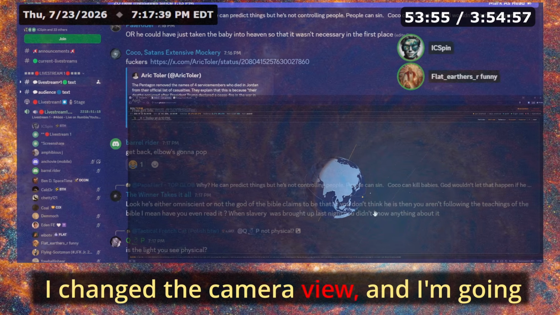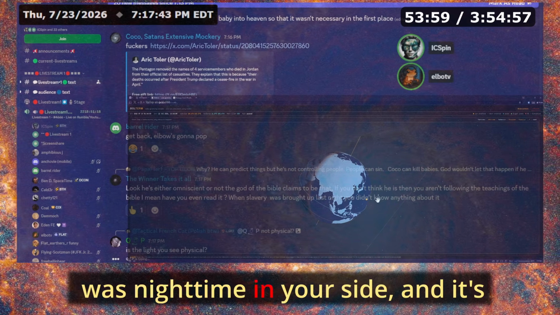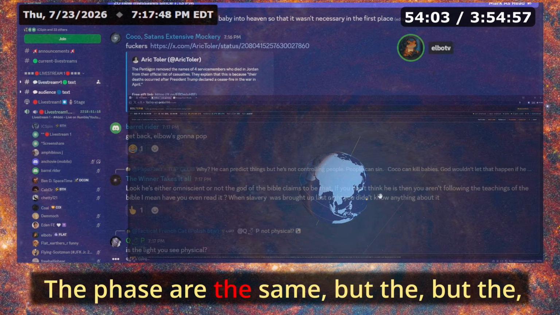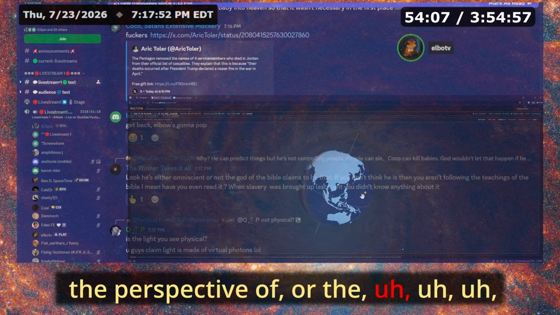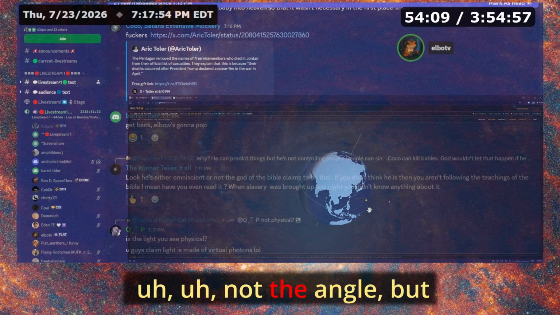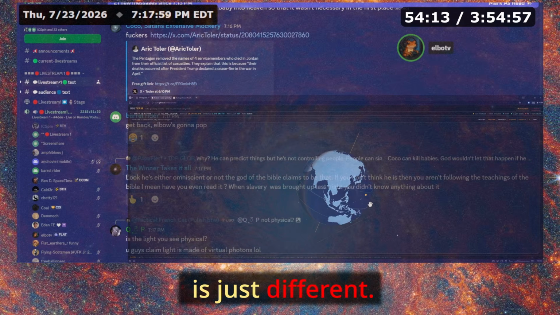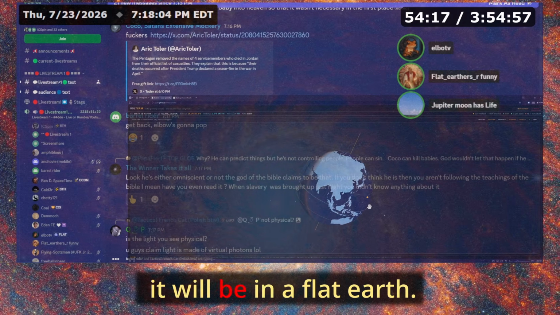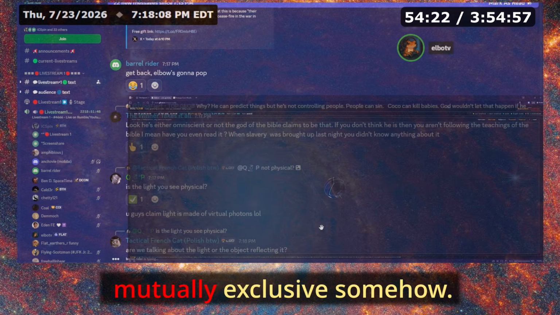I changed the camera view, and I'm going to work on this a little bit more. So it's daytime on your side and it's nighttime on his side. Well, it's nighttime on your side and daytime on his side. The phases are the same, but the orientation is just different. Yeah, and if you look right, the perspective is exactly as it should be on a flat Earth. Doesn't matter. Y'all are saying this is mutually exclusive somehow.